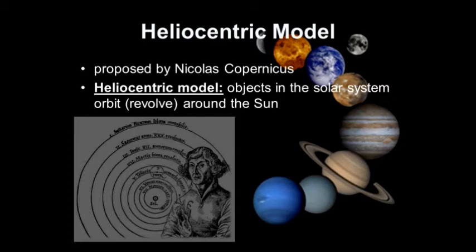Later on in the 16th century, Nicholas Copernicus also used mathematical calculations along with his observations to develop a model to explain how the planets and other objects orbited around the Sun. This model was called the heliocentric model. If you think about the word helio, it represents sun, centric, centered. So the heliocentric model states that objects in the solar system orbit or revolve around the Sun.